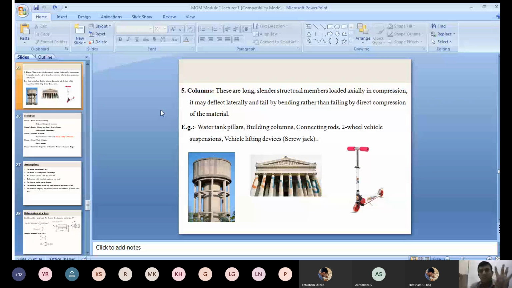And the fourth one is a shaft. It is a cylindrical member subjected to a torque, that is, a twisting moment or a torque. It tends to rotate. Those are called shafts.